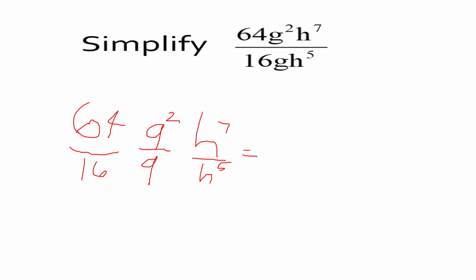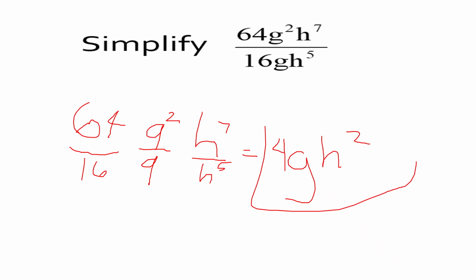So 64 divided by 16 is equal to 4, because 16 plus 16 is 32, 32 plus 32 is 64. Then for g, we have 2 minus 1, that's g. Then for h, 7 minus 5 is h squared. Okay, that's it.